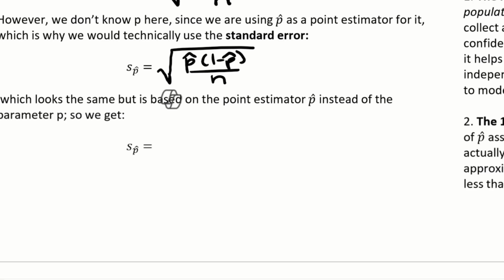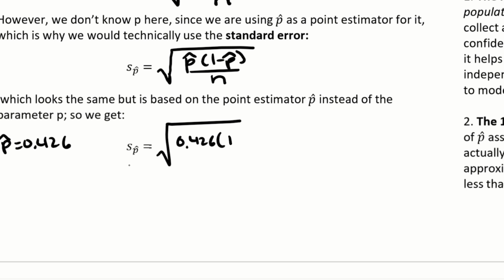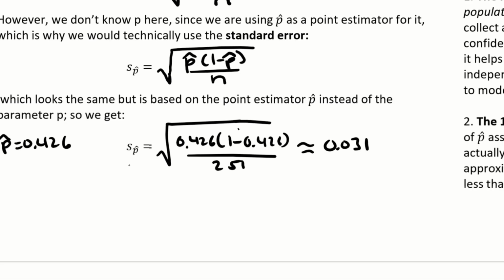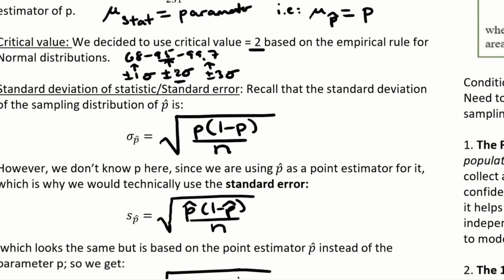So for this particular example, p hat was equal to 0.426 for the red beads. We did 1 minus that, over 251 beads, and that gives us about 0.031. And then, of course, we double that, using the 2 from the empirical rule to get 95% confidence, and then we get our margin of error.